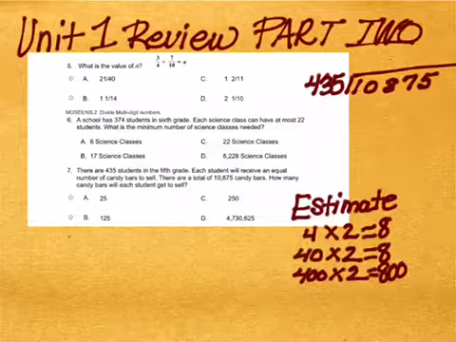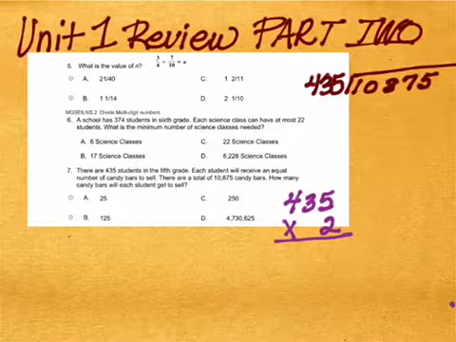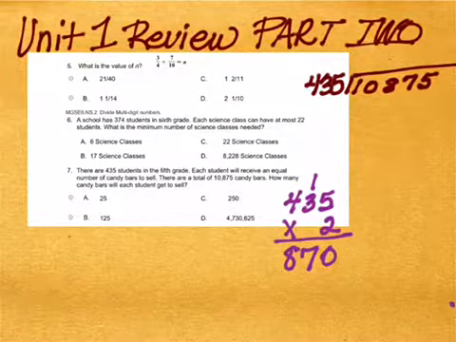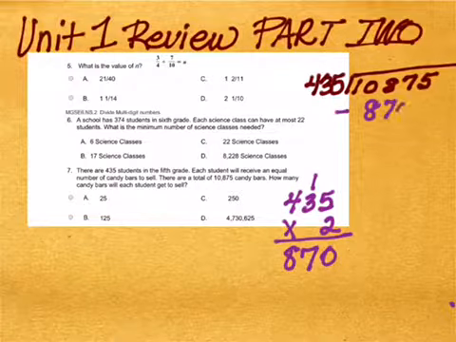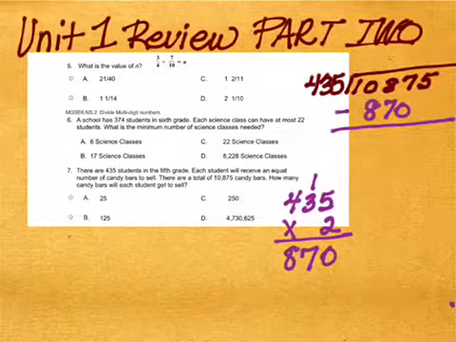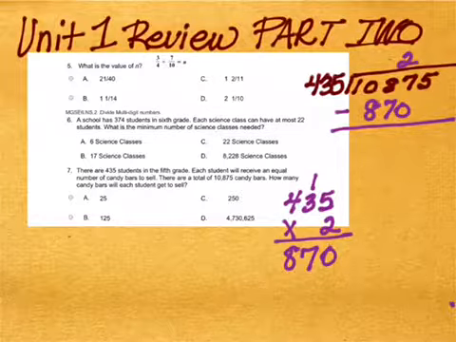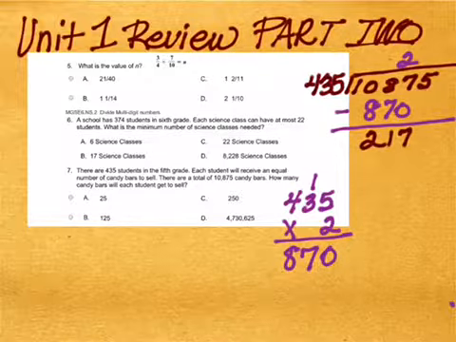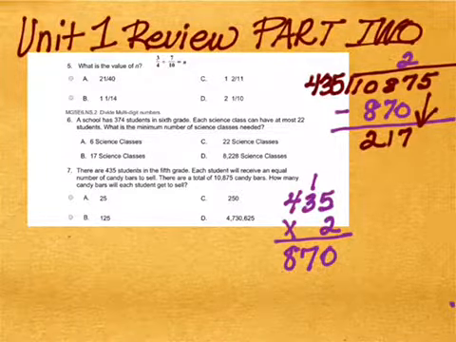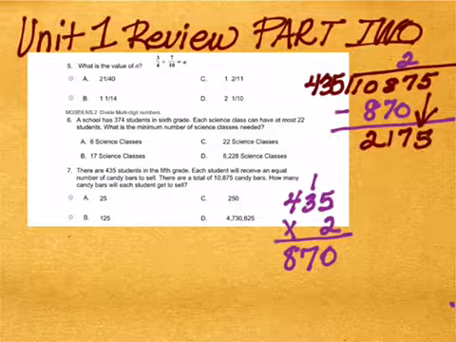would be 1087. I can't divide into 1, can't divide into 10, can't divide into 108, but I can divide into 1087. So 435 times 2 is 870. So I would subtract 870 from 1087. That gives me 217. I would need to bring down my 5 to see if I can divide into this number, and I actually can divide into it evenly.